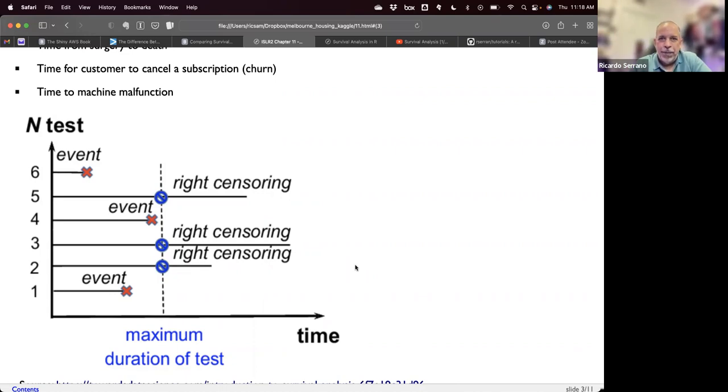Okay? So probably in the examples, it will be clearer. But remember, right censoring is when you know when you start, okay? That's vital. You have to know the status of those customers, of those patients, when you start your study.